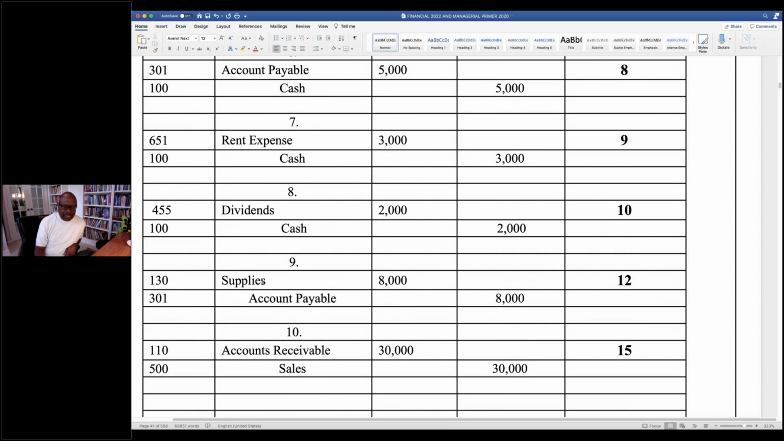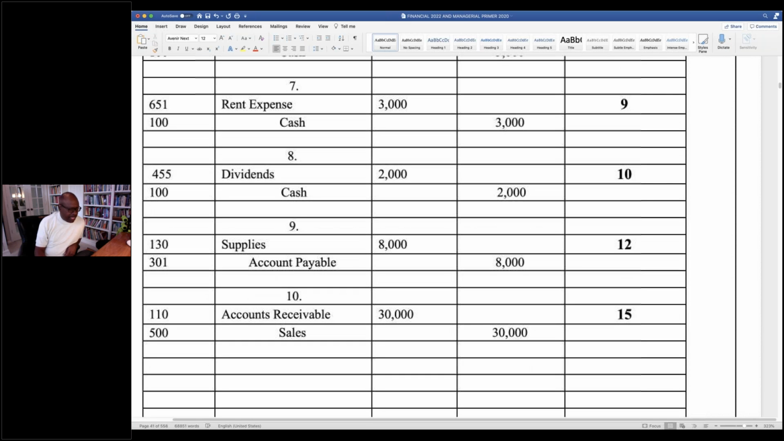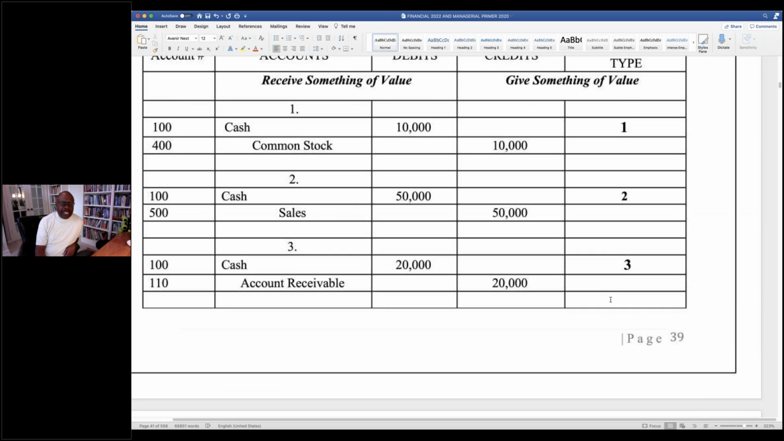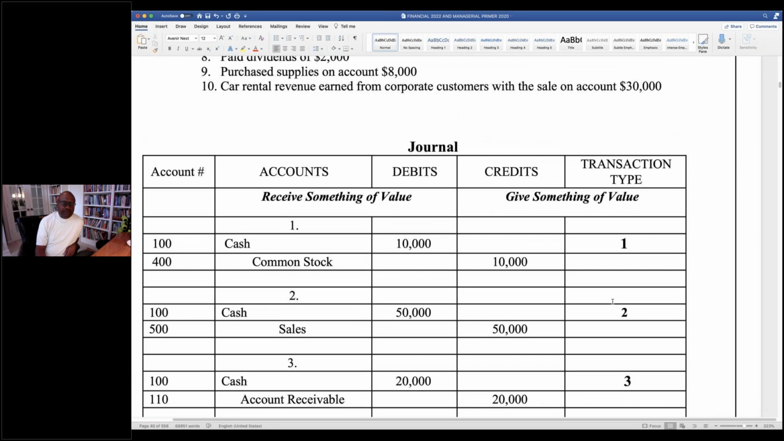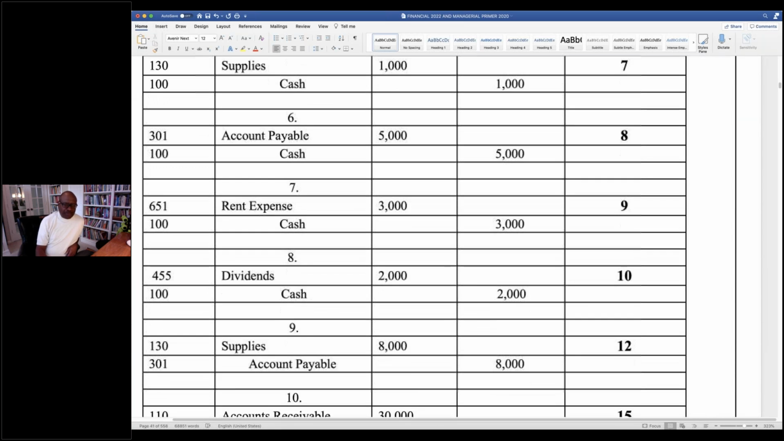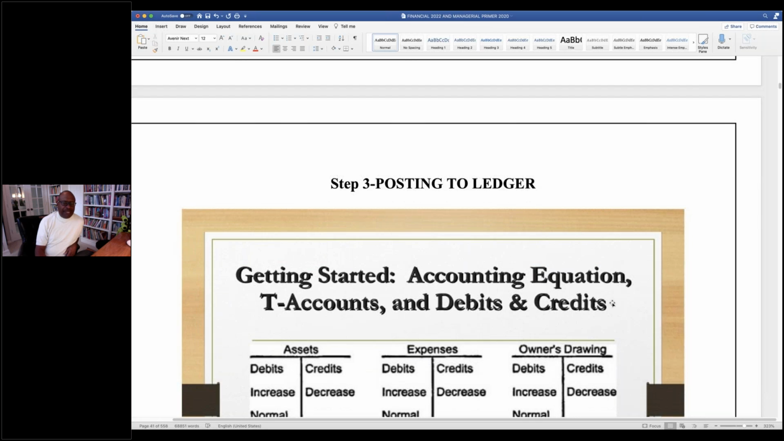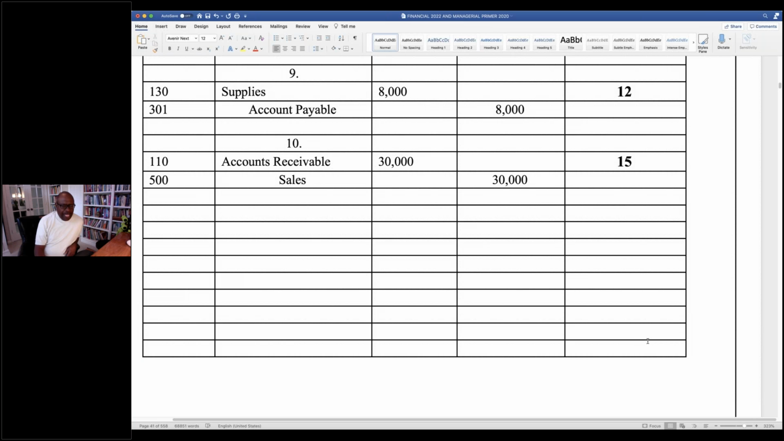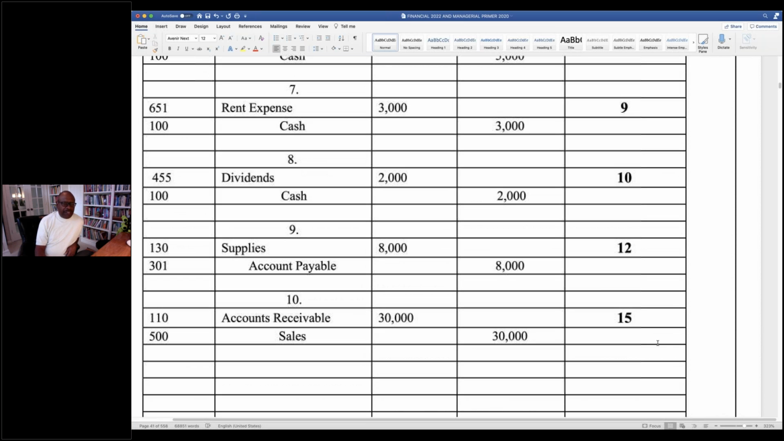We bought some supplies on account, debit supplies and credit account payable. We made some sales on account. We debit account receivable and credit sales. Are there any questions on any of these entries? No, sir. Okay. So y'all better knock that problem out in no time at all. Let's look at another couple of journal entries though.